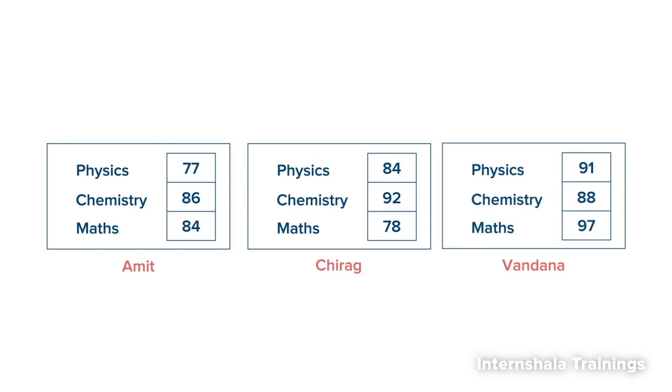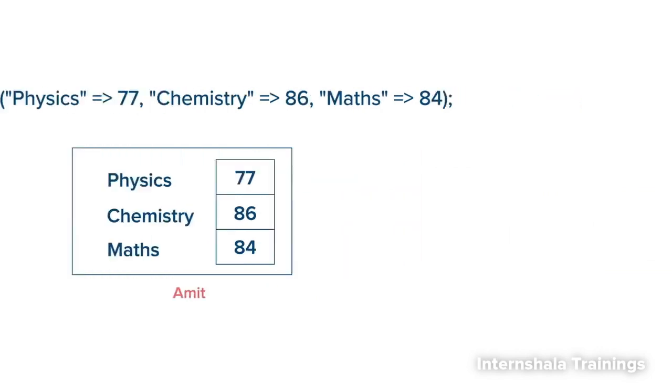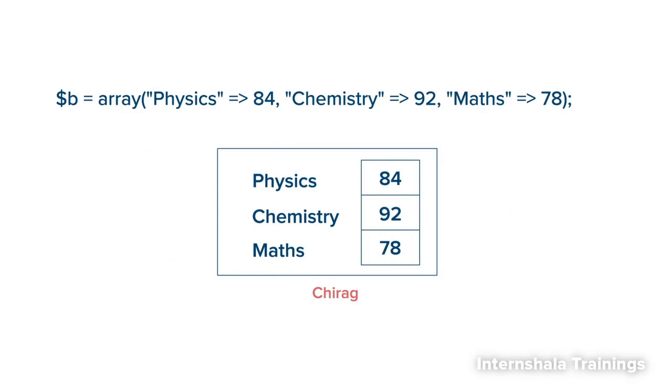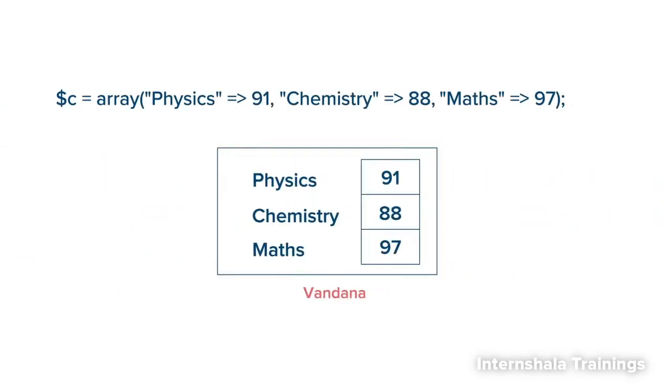Suppose we want to store the marks of 3 different students for various subjects. So here in one array we are storing the marks of 3 subjects. Here we have an associative array that stores the marks of a student named Amit for 3 subjects: physics, chemistry and mathematics. Similarly, we have 2 more associative arrays that store marks of 2 more students, Chirag and Vandana.